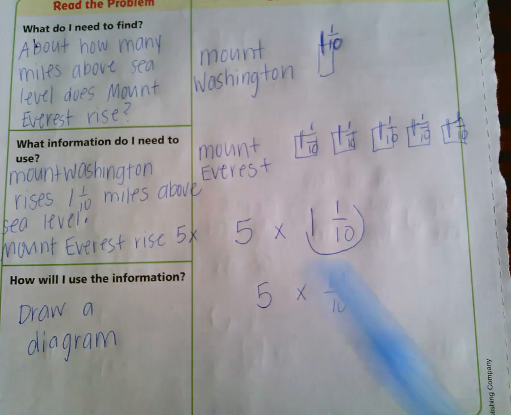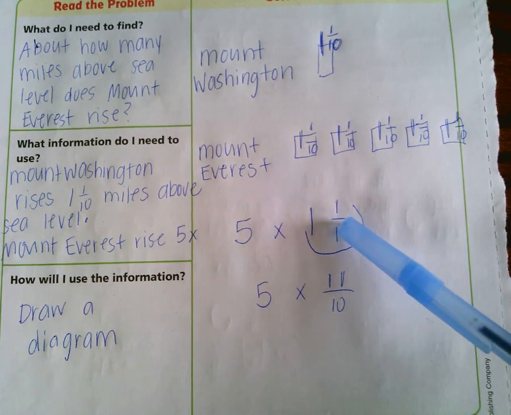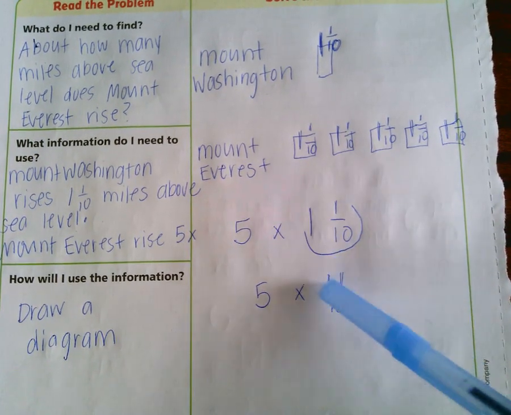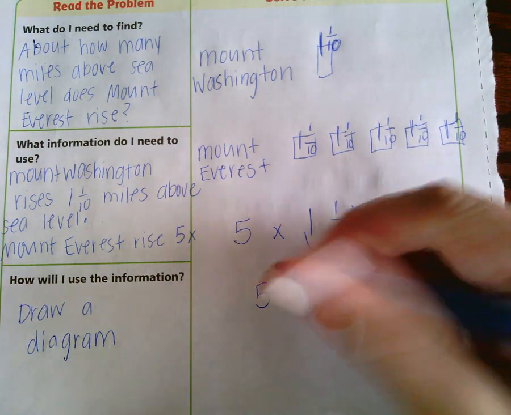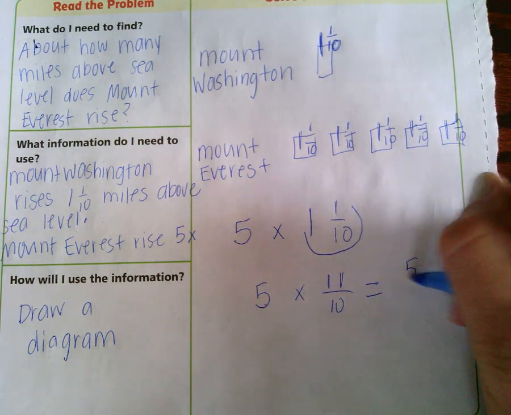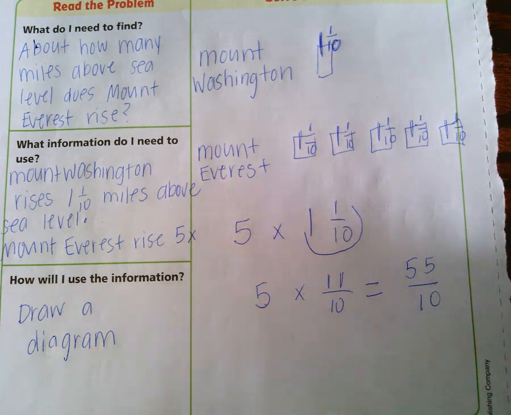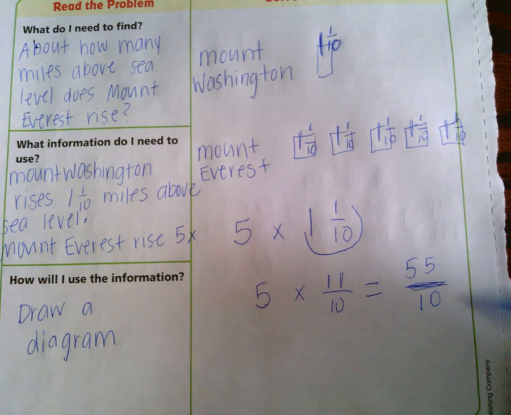So you should have gotten 11/10. You should have known that 1 times 10 is 10, plus 1 was 11/10. Now I can multiply 5 times 11 and get 55/10. But I can't leave it like this. I need to rename this fraction. Think of this line as division. Pause the video and try renaming the fraction.